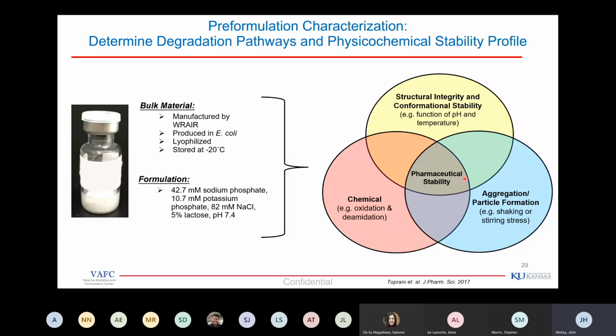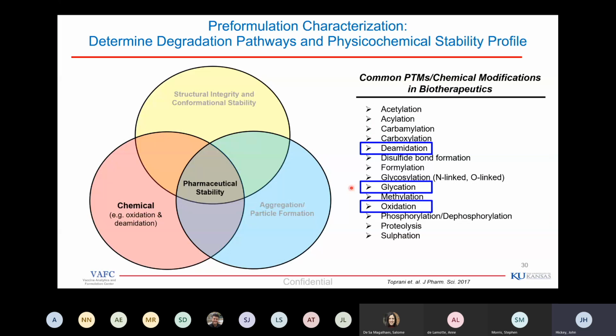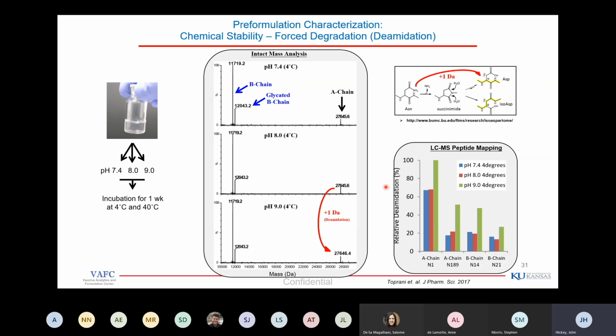I won't go into a lot of the detail here. I'll mainly focus on the molecule's chemical stability. On the right, I have a list of common PTMs and chemical modifications that are generally experienced in biotherapeutics, 3 of which I highlight here. I'll show a little bit more detail on them, and they are fairly common: deamidation, oxidation, and glycation. As part of our pre-formulation characterization, we look at the susceptibility of the molecule towards these various chemical modifications.